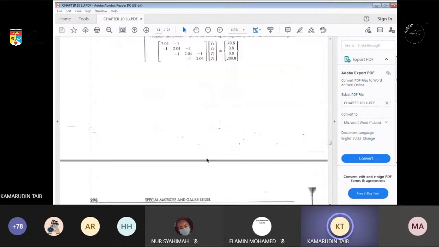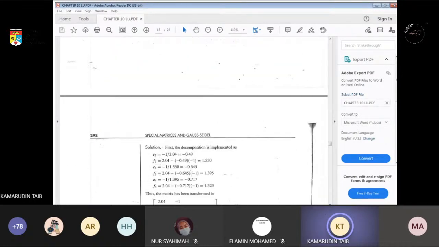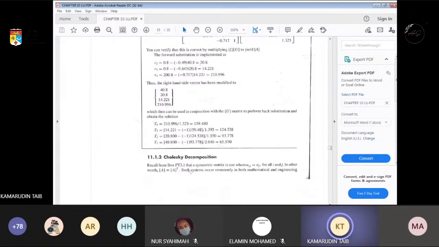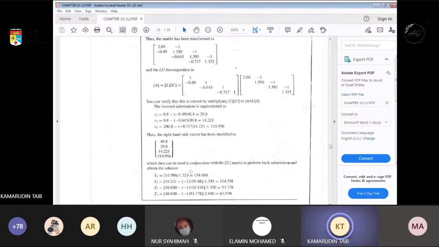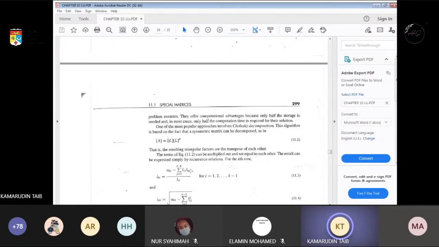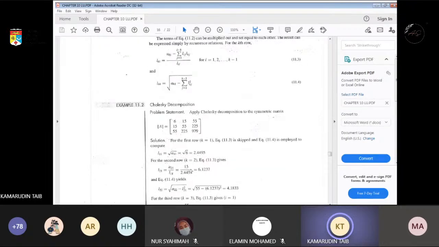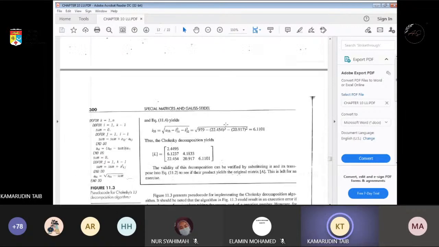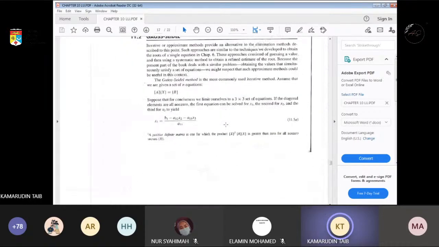Now, special matrix and Gauss-Seidel. The scope for this part is only on Gauss-Seidel. Cholesky is not part of the scope. Okay, so Gauss-Seidel.